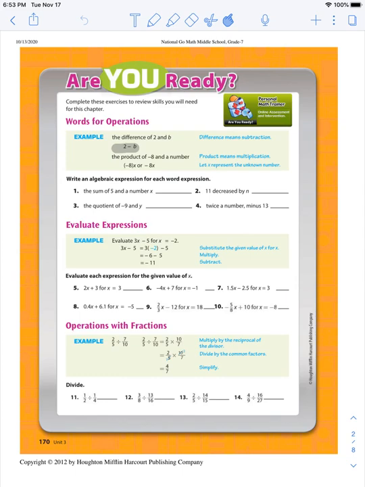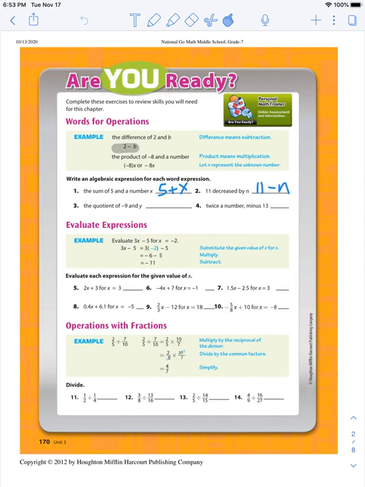All right, so let's practice writing expressions with the given words. Number 1, I have the sum of 5 and a number x. Sum means addition, so we're going to add 5 and x. Number 2, 11 decreased by n. Well, we learned a couple units ago that decreased means subtract or negative, so minus n. The quotient of negative 9 and y. The quotient is an answer to a division problem.